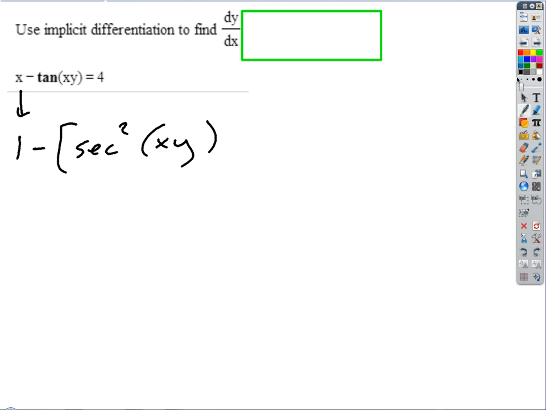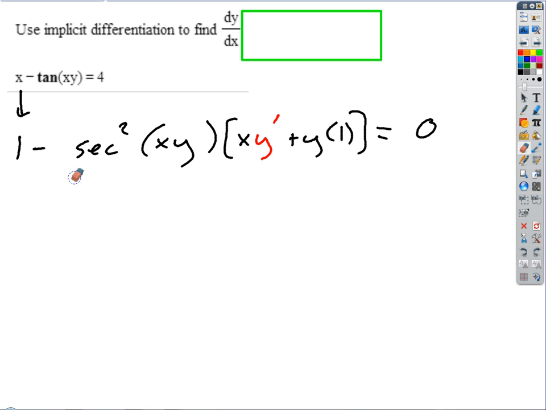So the derivative of x times y, that's a product, right? So we've got x y prime plus y times the derivative of x, which is 1, right? Equals 0. Okay, so I guess we don't really need this guy, do we?